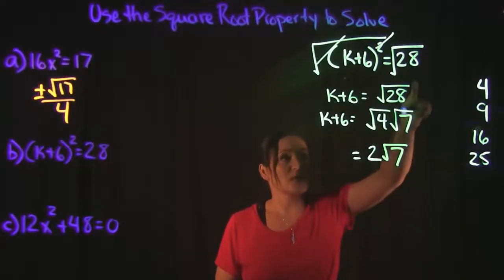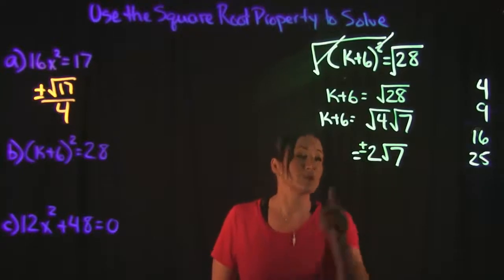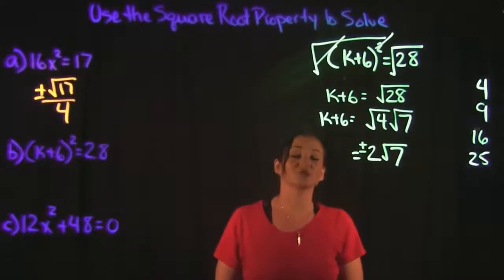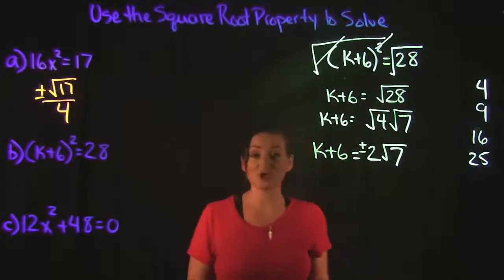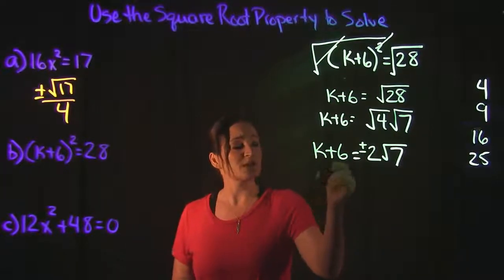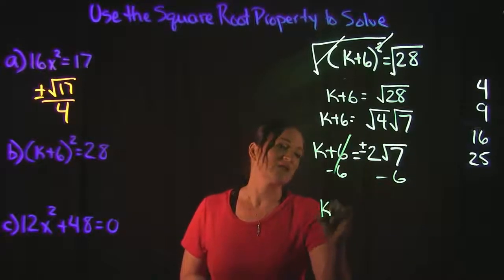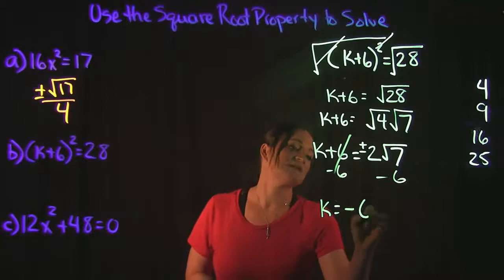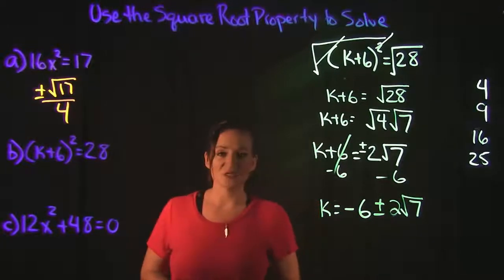So the square root of 28 turns into 2 square roots of 7, and we do need to remember to add the plus and minus to that anytime you take the square root of anything. Which means that the only thing left in order to get this equation solved for k is this plus 6 that we have here. We're going to subtract that from both sides, giving us that k is equal to negative 6 plus or minus 2 square roots of 7.